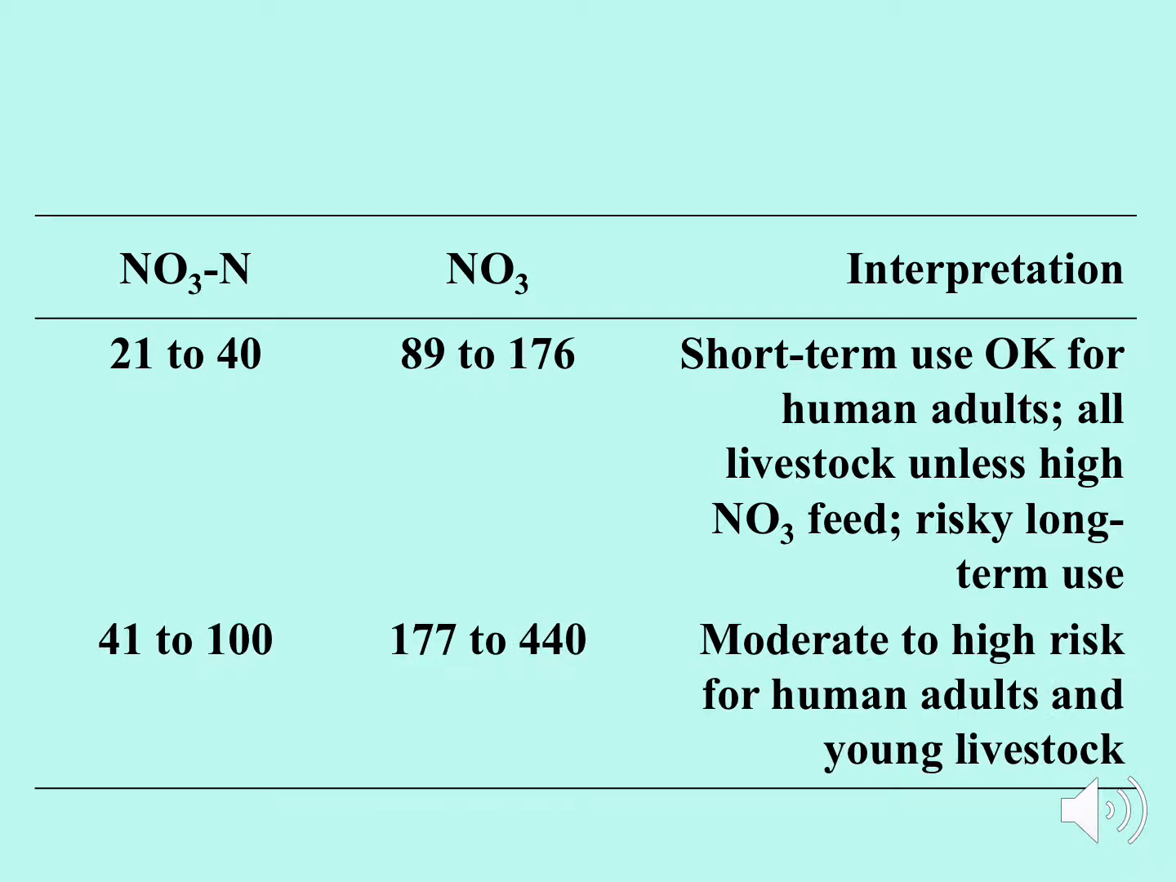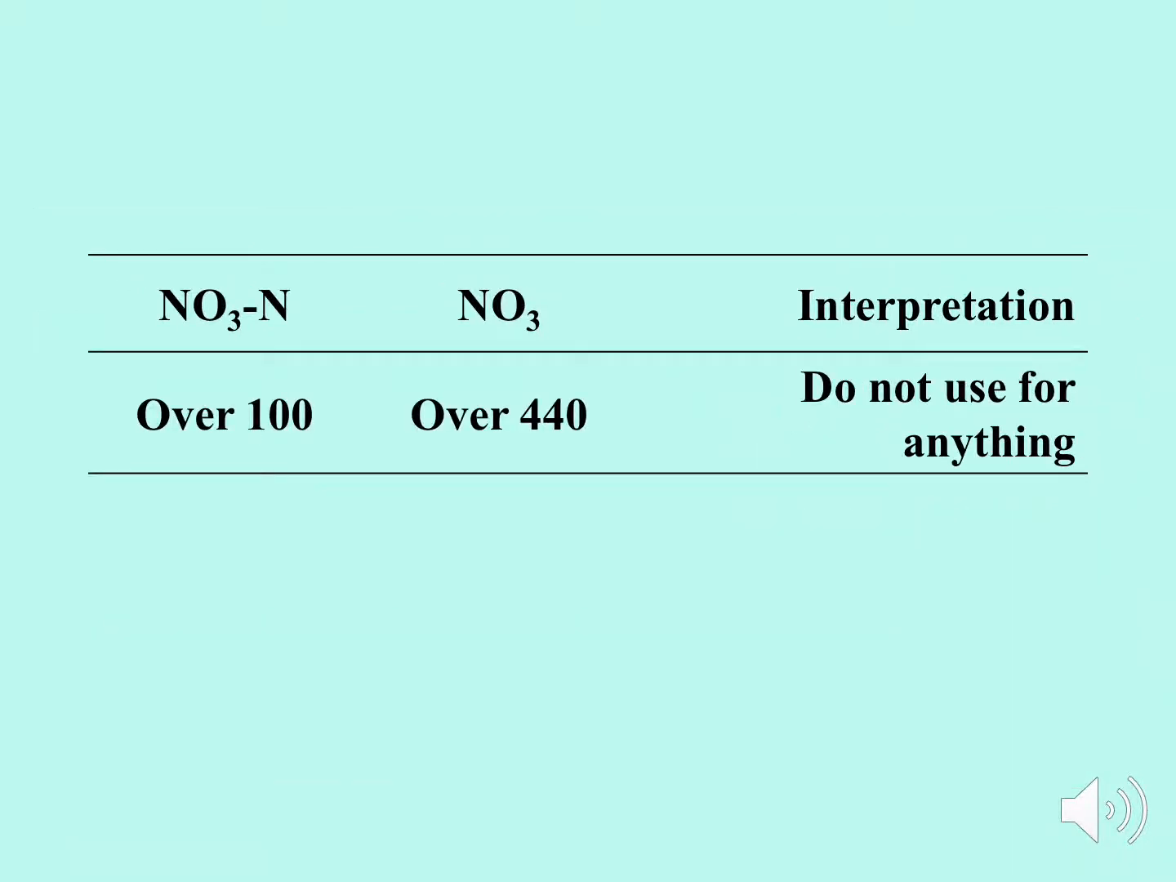If the nitrate nitrogen levels are 41 to 100 parts per million, it's considered high risk for human adults to drink it. You shouldn't use it. You're not going to find wells very often that have that much nitrate nitrogen. And then finally, if the nitrate nitrogen content is over 100 parts per million in the water supply, you're not supposed to use it for anything. Basically, you have a liquid fertilizer here.